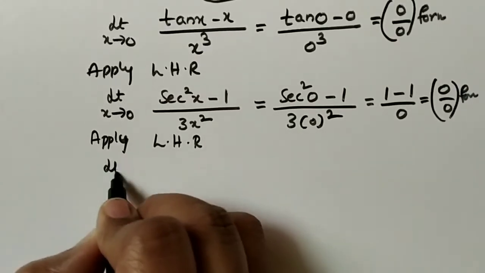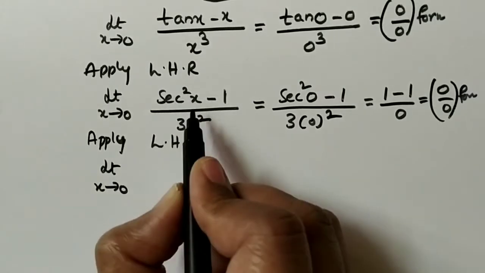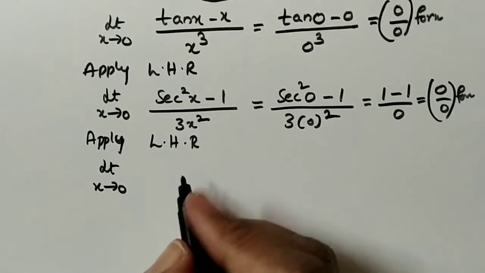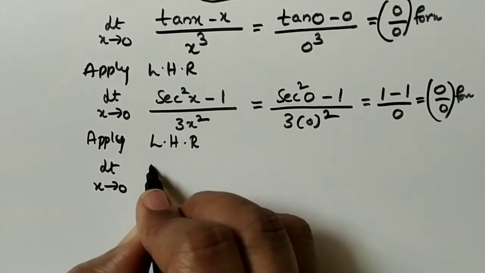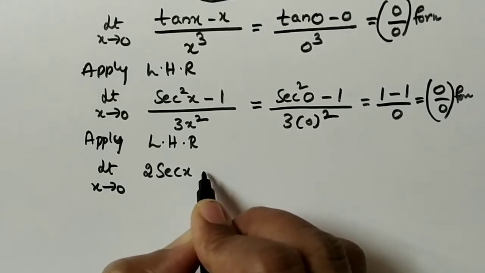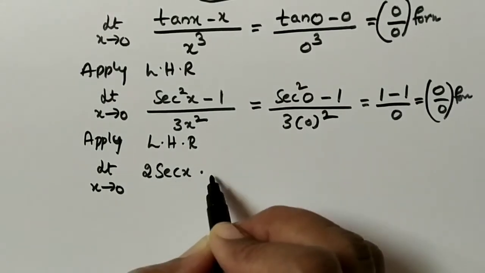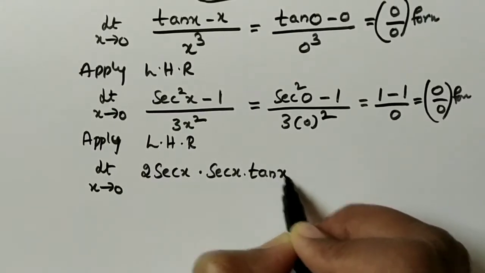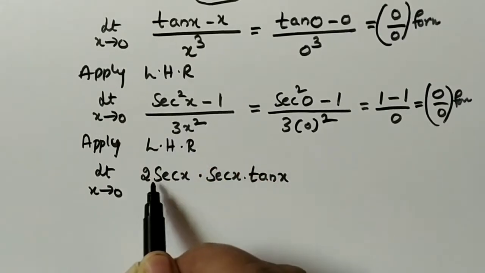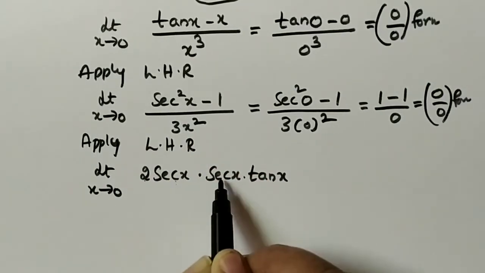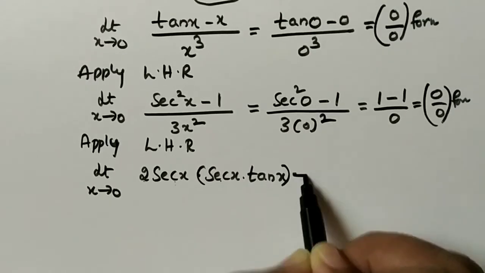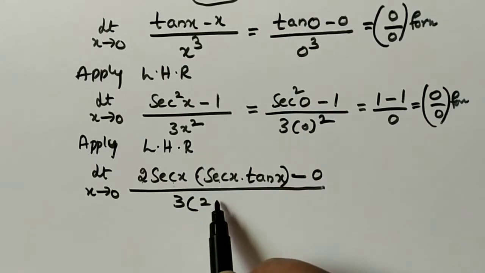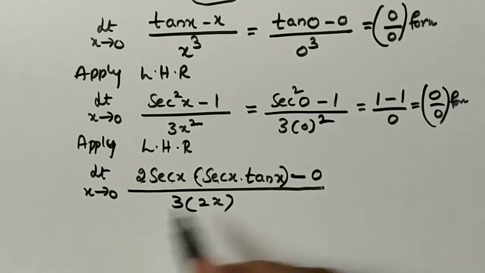So differentiate. Limit x tends to 0. Secant square x, if you want to differentiate, it is like a function squared. The derivative is 2 into secant x, chain rule you have to apply, into again secant x you have to differentiate. What is the secant x differentiation? Secant x into tan x. So secant square x gives 2 secant x into secant x tan x, minus 1 differentiation is 0, by 3 into x square differentiation, which is 2x. Differentiation is done.